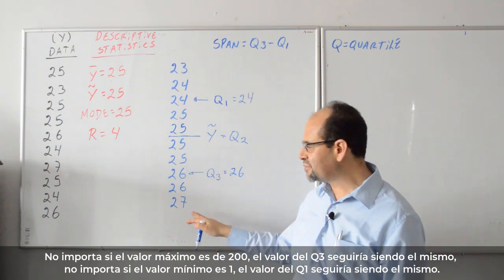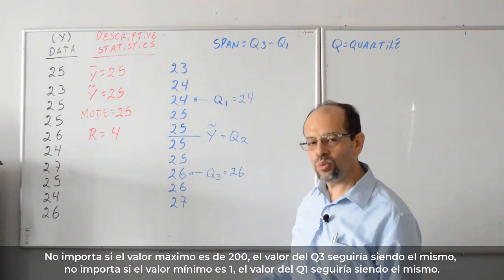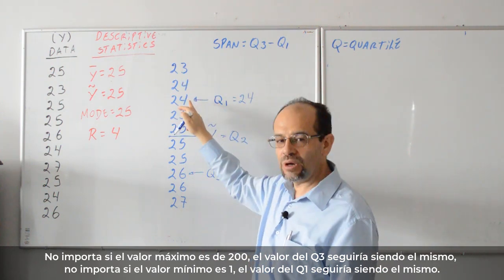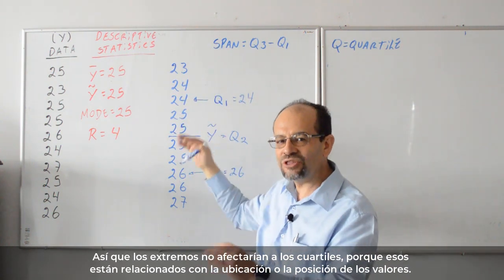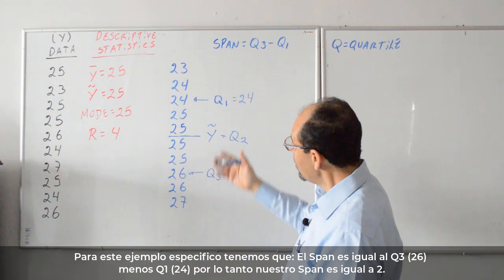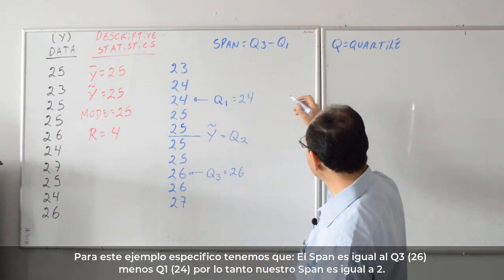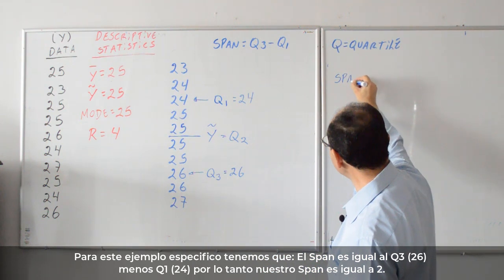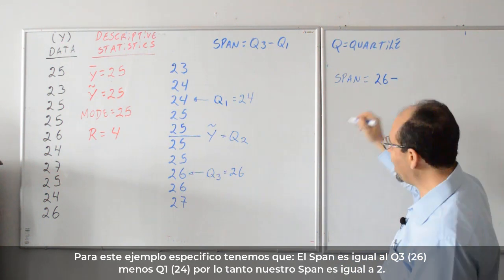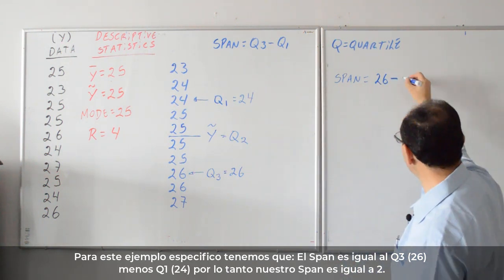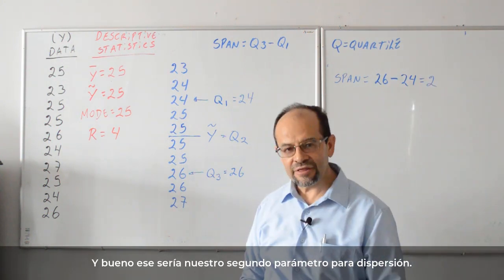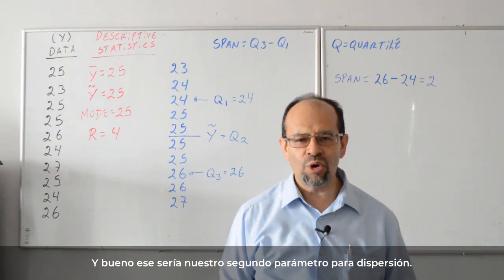It doesn't matter if this value is 200, quartile 3 will be the same. It doesn't matter if this value is 1, this value still will be the same. So the extremes won't be affecting the quartiles, because those are related to the location or the position values. For this specific example, we are having that span is equal to quartile 3, 26, minus quartile 1, which is 24. Therefore, our span is equal to 2. And well, that will be our second parameter of the spread.